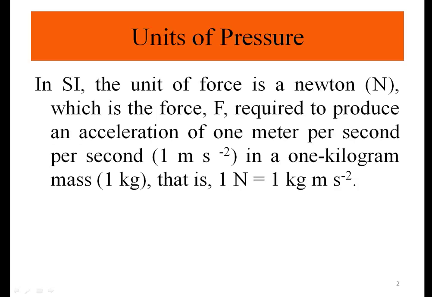and we show it by capital N, which is the force, F, required to produce an acceleration of 1 meter per square second in a 1 kilogram mass. So as you know, F equals M times A. So F, or force, is the product of mass and acceleration. The unit for acceleration is meter per second squared, and as you know, in the metric system the unit for mass is kilogram.